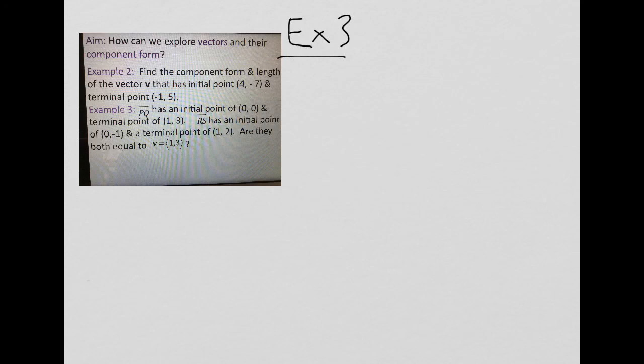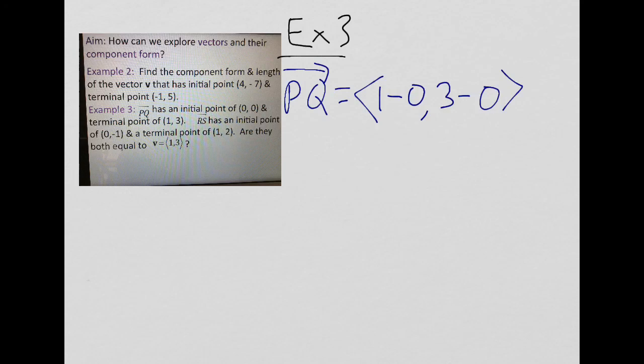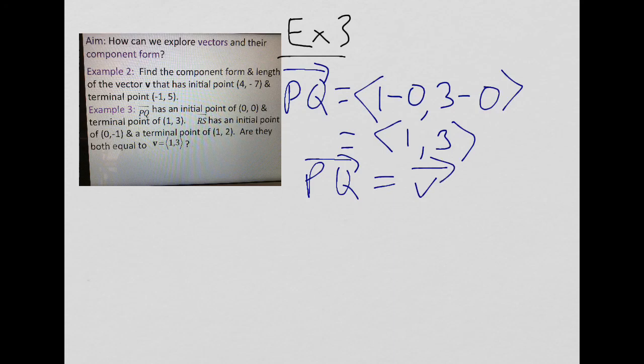All right, so here we go. We're going to first find vector PQ in its component form. We're going to do terminal minus initial, and we find that it is 1, 3 in component form. So vector PQ is equivalent to vector v. I'll write a little therefore.